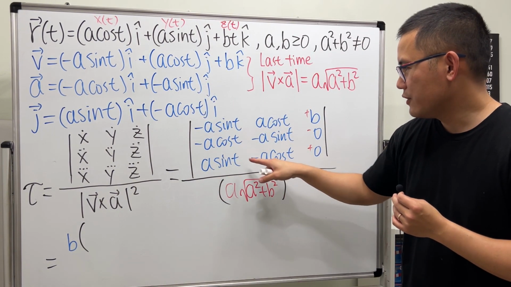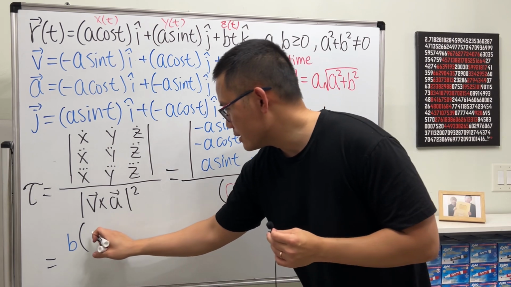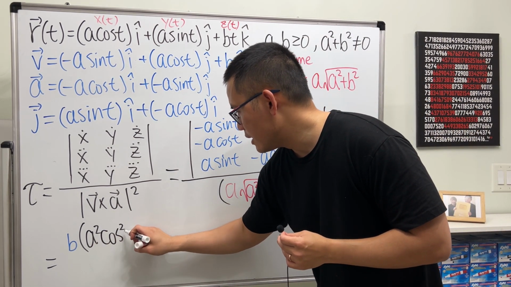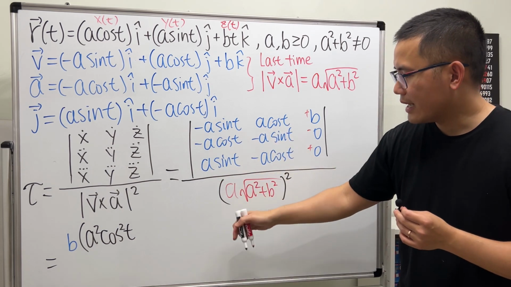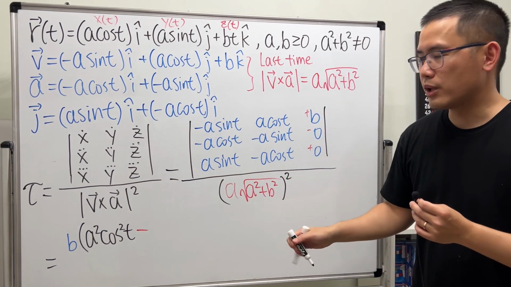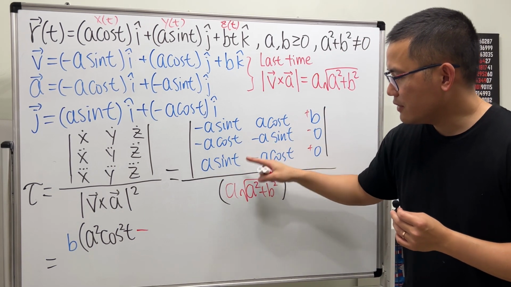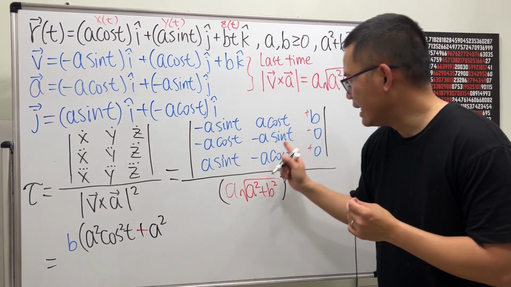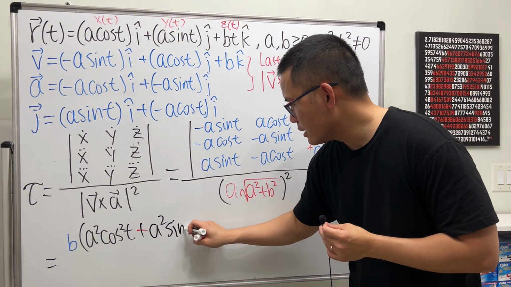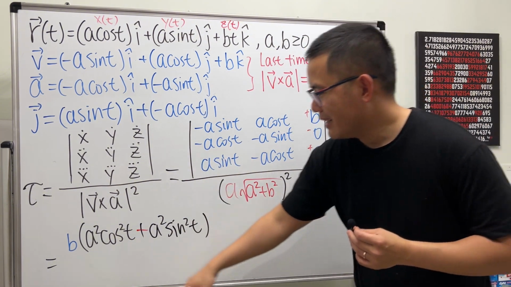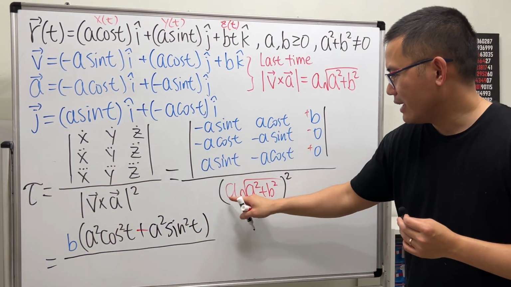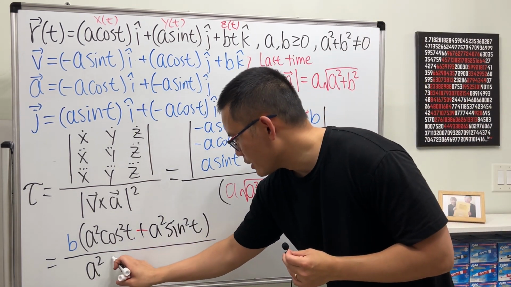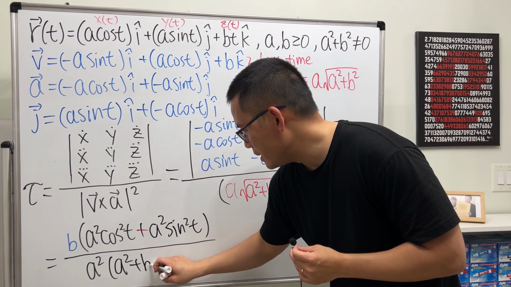This times this will give us positive a squared cosine squared, and then go the other way, but that will give us a subtraction. But this is negative, so that will turn this positive, and then we have a squared, and then sine squared. Over, okay, a squared, square and square root cancel, so just a squared plus b squared.